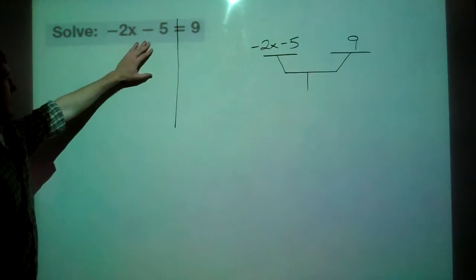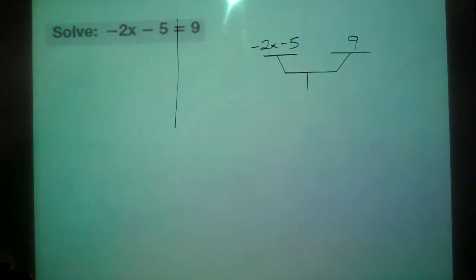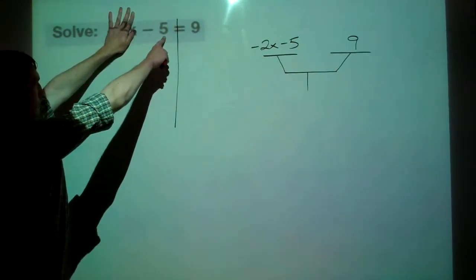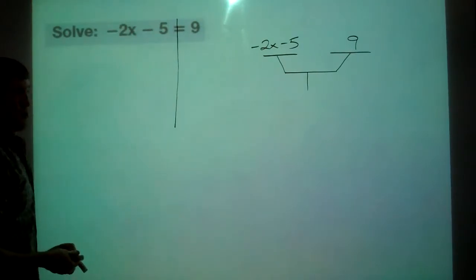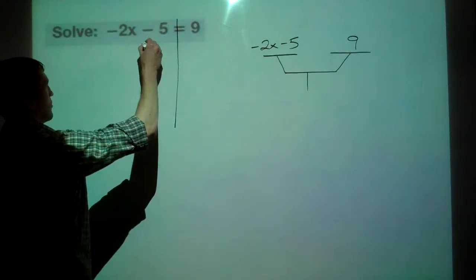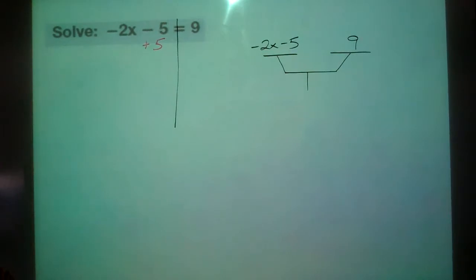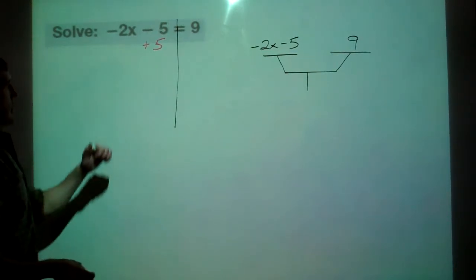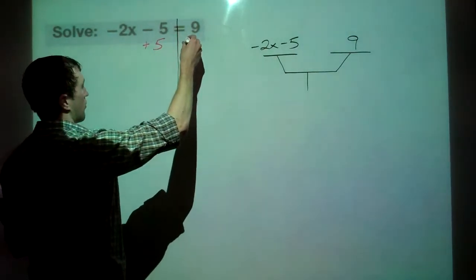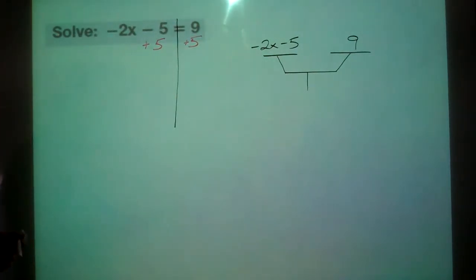First of all, we want to look at what is happening to the term that has the x with it. So that would be a negative 2x. We want to get rid of this minus 5 first. Alright? So in order to get rid of the minus 5, we have to do the inverse of that, and that would be to add a 5. And you'll see why I'm doing that in a second. The opposite of a minus 5 is a plus 5. But whatever we add here, we have to add over here to keep it balanced. So that's our first step.